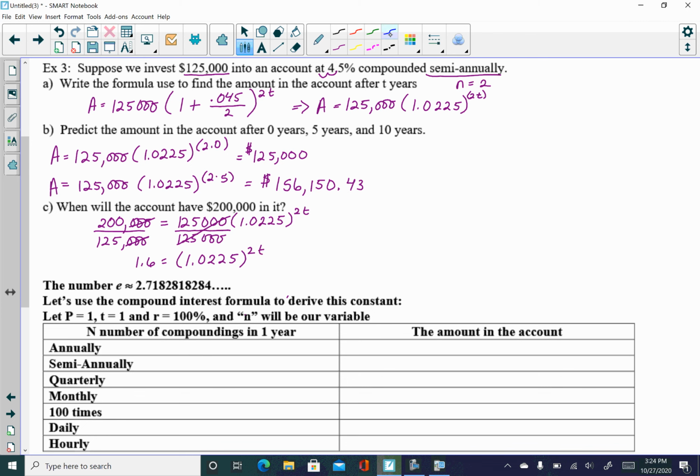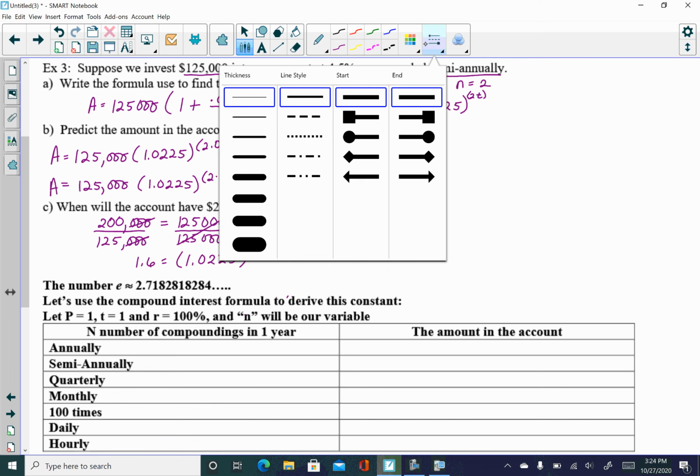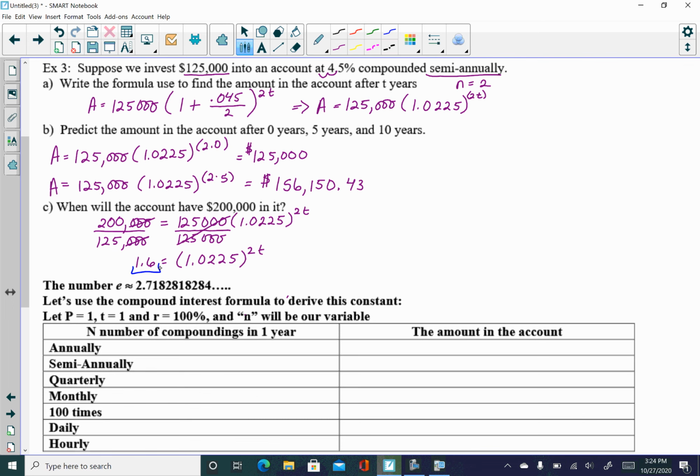Here's what you're going to do then. You're going to go to your calculator, and in y1, you're just going to put in 1.6. It would be the line y equals 1.6. In y2, you're going to put in the right-hand side. And then we're going to see where these two intersect. And the point where they intersect is the value of your t.